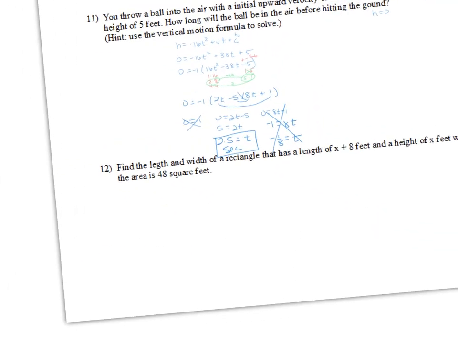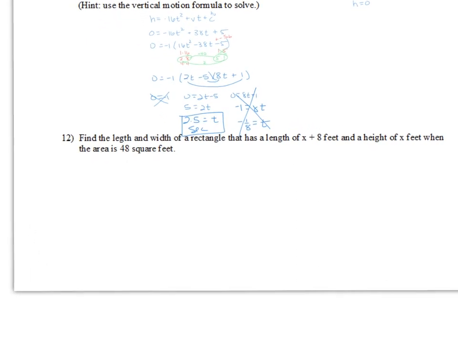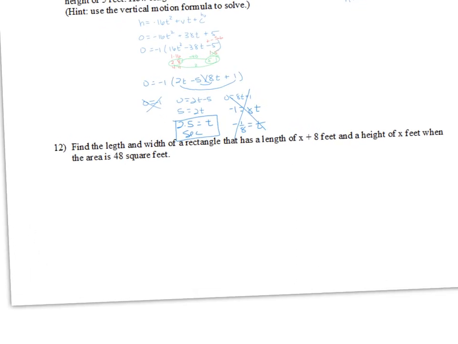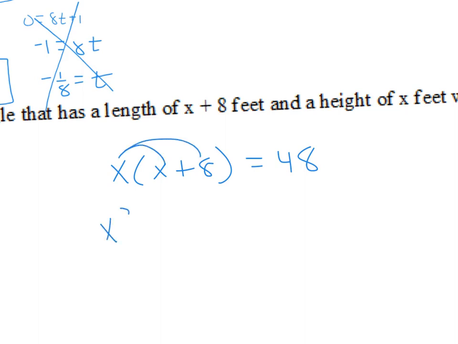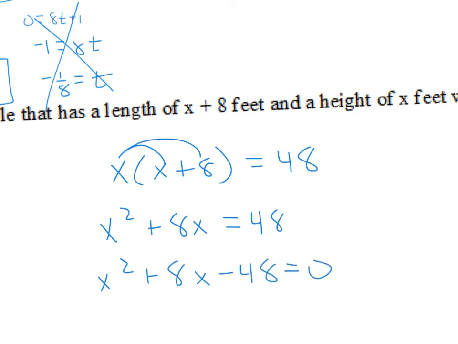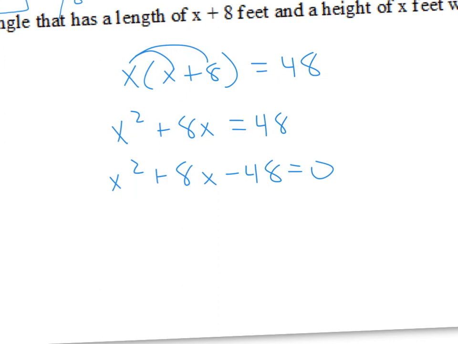All right, and number 12. Find the length and width of a rectangle that has a length of x plus 8 and a height of x when the area is 48. Okay, so first off, area is length times width, right? So I'm going to take x times x plus 8, and that's going to equal my area of 48. Now I do need to distribute so I can get this set equal to 0. So I've got x squared plus 8x equals 48. Now I'm going to set that equal to 0 and get x squared plus 8x minus 48 equals 0. So now I'm looking for factors of negative 48 that get me 8.